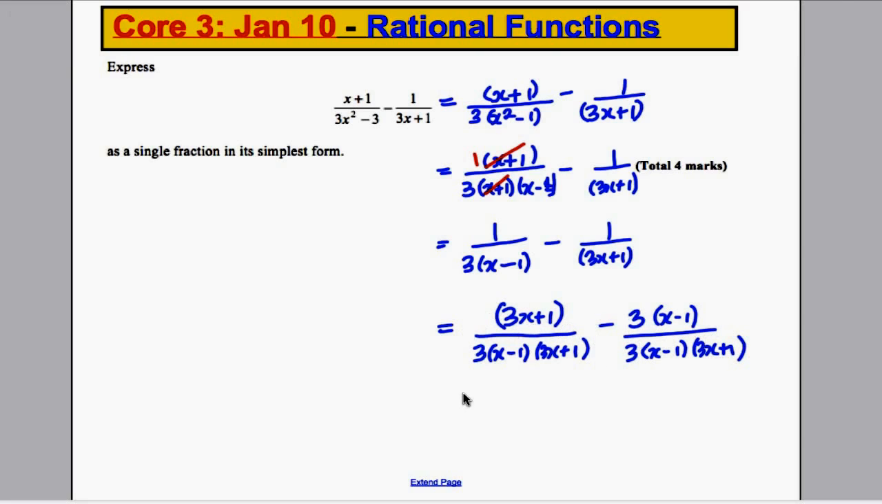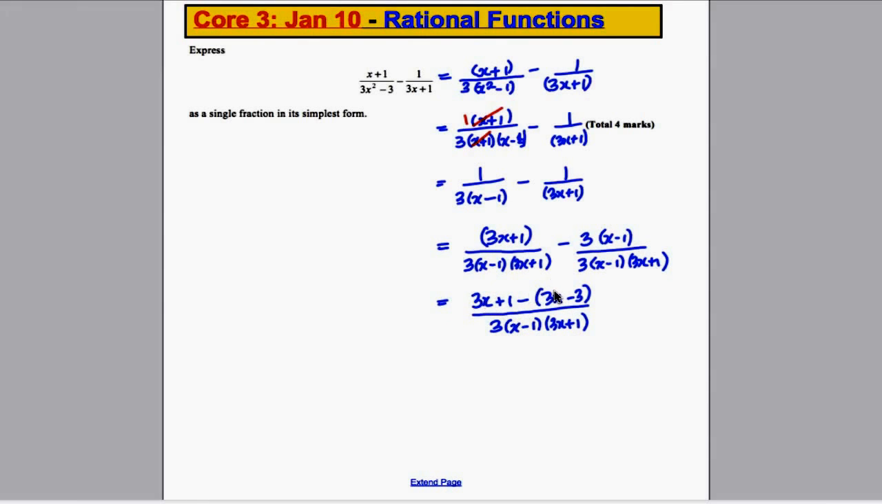Okay, now I can go ahead and work out the top and subtract them. This would be 3x plus 1. Okay, subtract. 3 times x is 3x. 3 times minus 1 is minus 3. Keep that all in brackets there to remind you everything's got to be subtracted. 3x subtract 1, 3x plus 1. Okay, now tidy up the top. 3x take away 3x is equal to nothing. 1 subtract negative 3 is equal to 4, so we have the answer 4 over 3x subtract 1, 3x plus 1, and we're done.